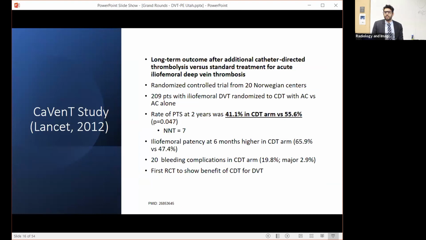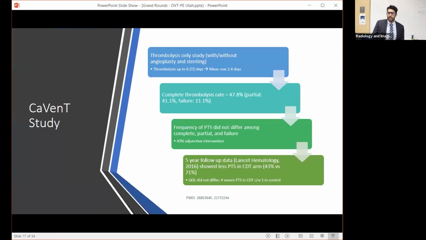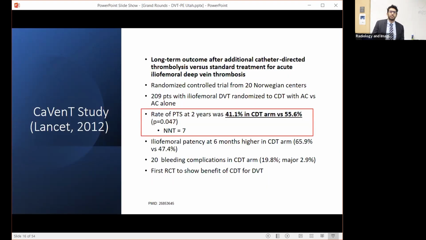It was 20 Norwegian centers, and essentially what they did was they randomized patients with iliofemoral DVT, so iliac involvement DVT, about 200 patients to CDT versus anticoagulation alone. And what they found was that the rate of PTS at 2 years was significantly lower in the CDT arm, with the number needed to treat of 7, which is really good. And if you look at it, there's no free lunch, unfortunately. That came at the cost of increased bleeding.